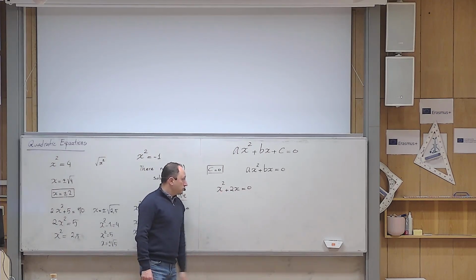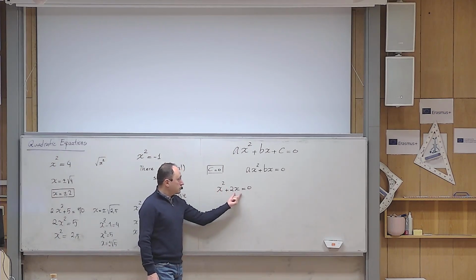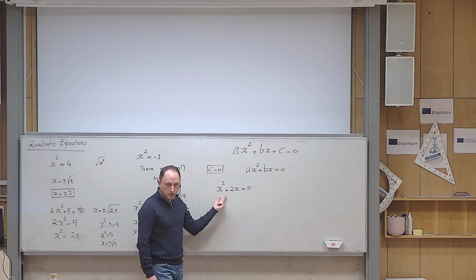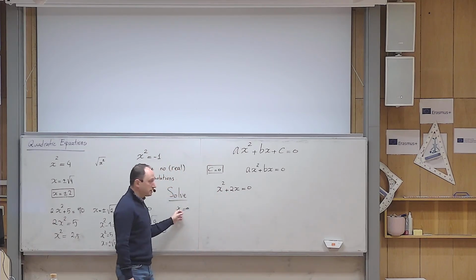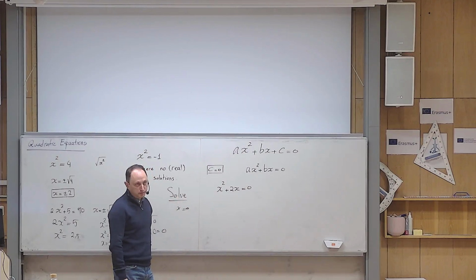x squared plus 2x equals 0. So x equals 0 is a solution. It is easy to guess here, yes? But that is not even, guess is correct, that is not solve. Solve means finding all of them. Okay, can you tell me a systematic way to solve?